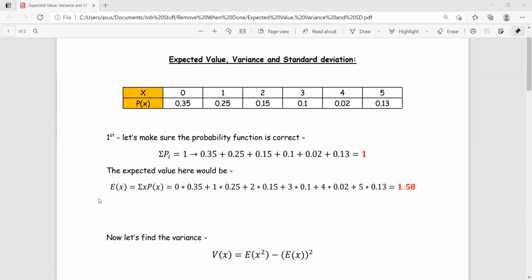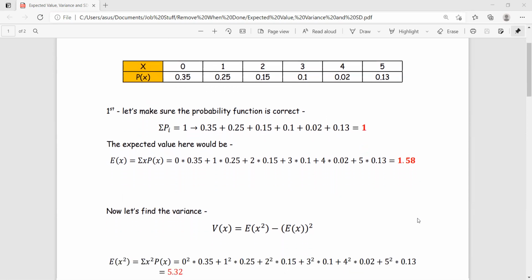Now, as for the expected value, which is notated like this, E of x. And this is the sigma of x times P of x. That means 0 times 0.35 plus 1 times 0.25 plus 2 times 0.15 plus 3 times 0.1 plus 4 times 0.02 plus 5 times 0.13. Altogether, this is 1.58, and this is the expected value of this function.